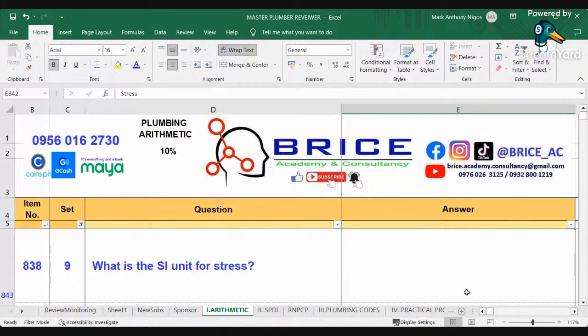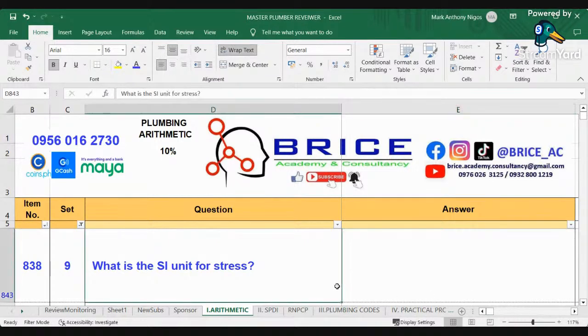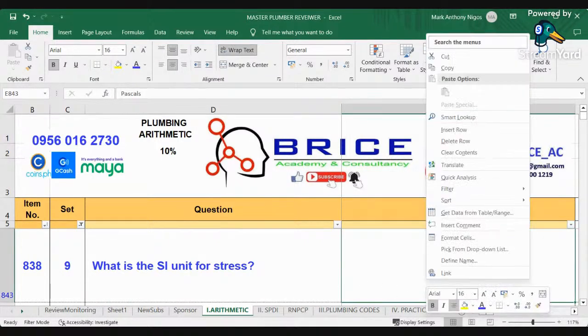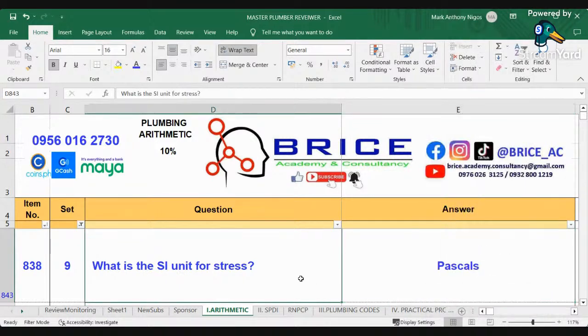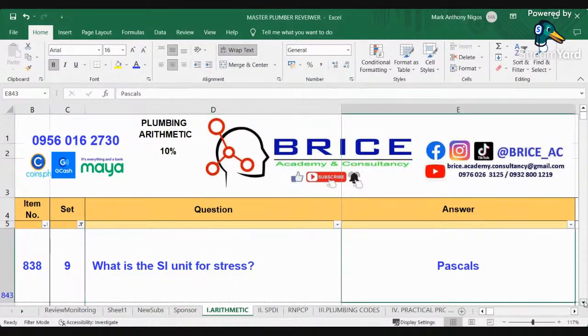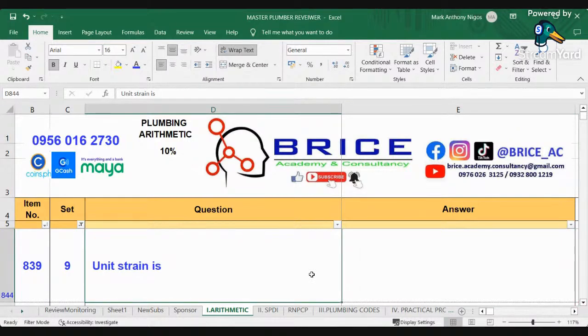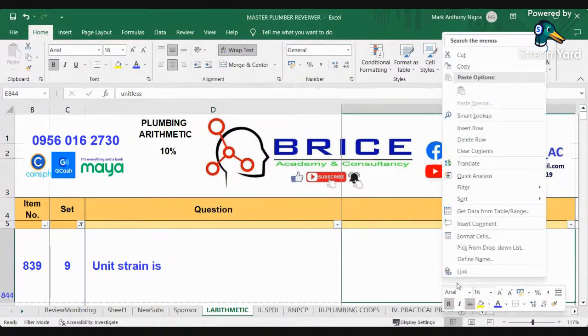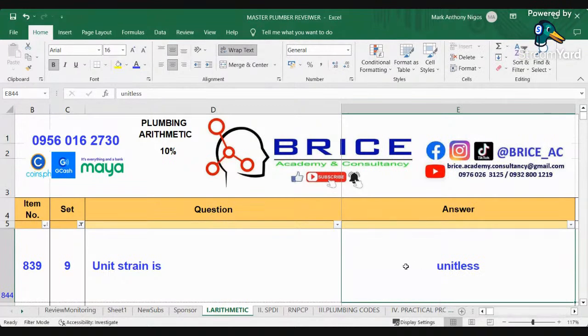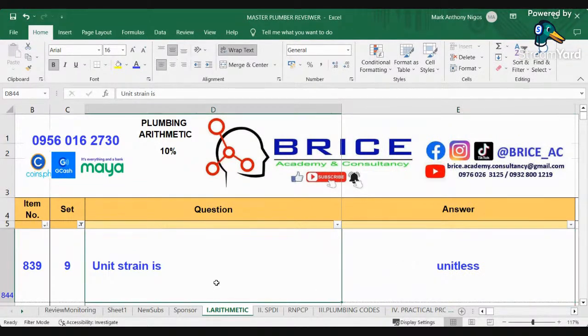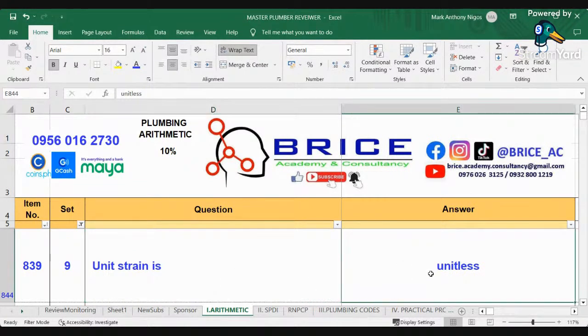838. What is the SI unit for stress? The answer is pascals. What is the SI unit for stress? The answer is pascals. Unit strain is what? The answer is unitless. Unit strain is unitless.